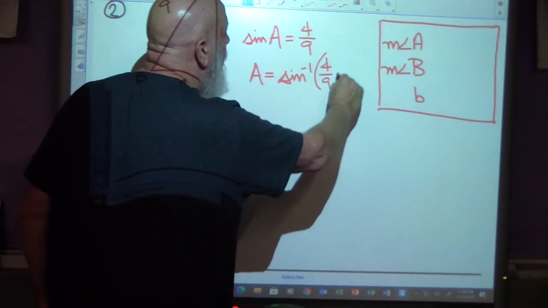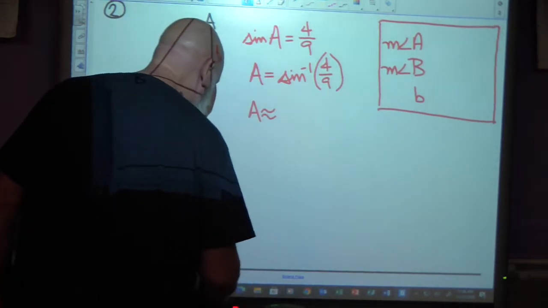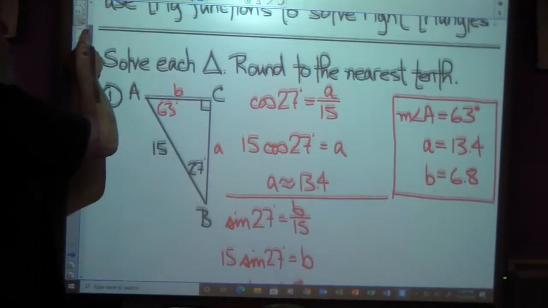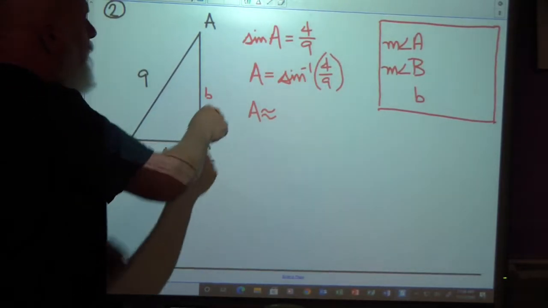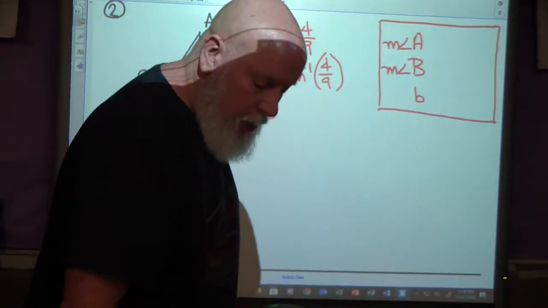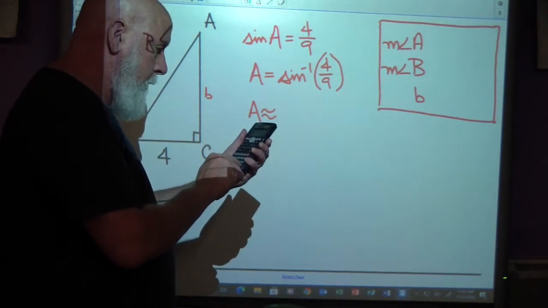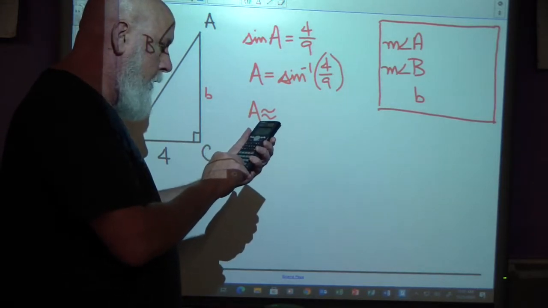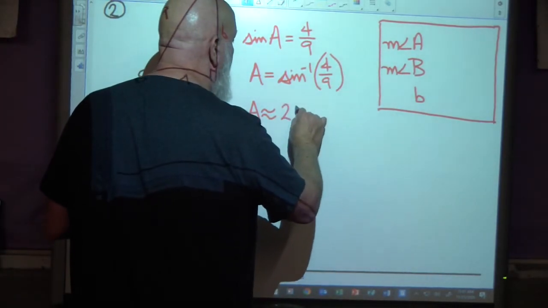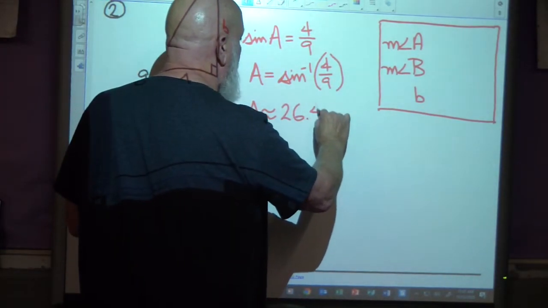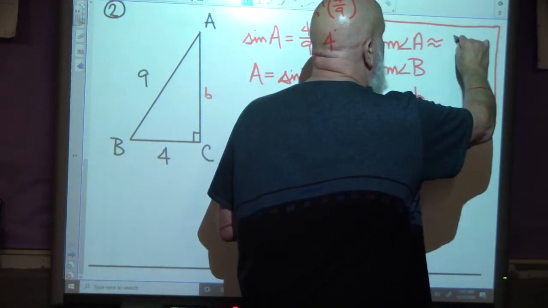And with my handy dandy calculator, I can say that A is approximately, and again, the last set of instructions we had said round to the nearest tenth, so that's what I'm going to do. Inverse sine of 4 over 9. Let's see if I can do that. I get about 26.4 degrees, rounding to the nearest tenth. And so I'll come up here and I'll say the measure of angle A is about 26.4 degrees.